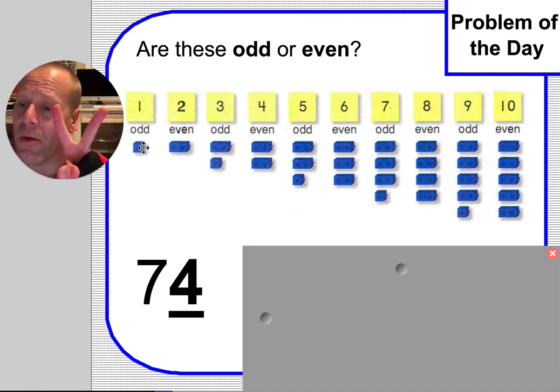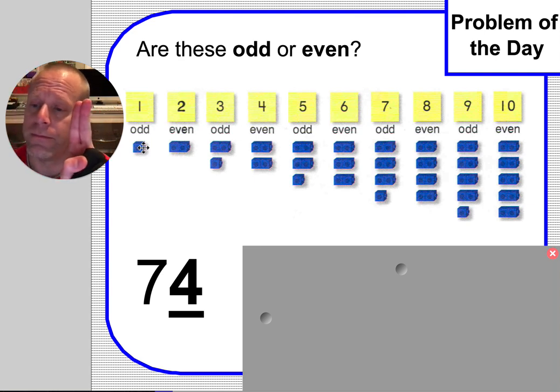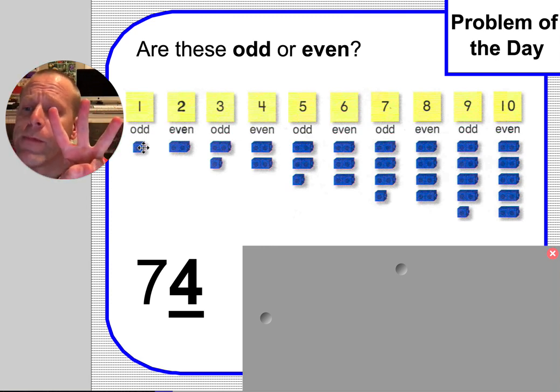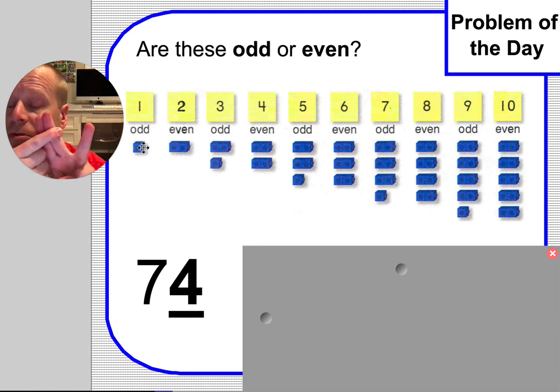2, though, is not that way because if you have 2 people in gym, you can play together. 2 is a different idea. 2 is even. That means you have a partner. What do you think about 3? 3 means that these 2 can play together, but this guy over here doesn't have a partner. So 3 is odd again.